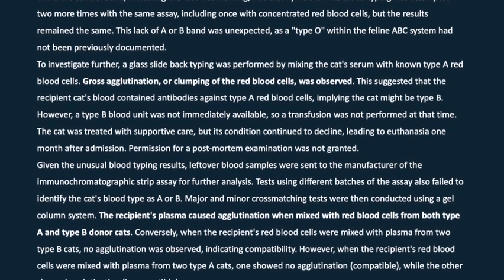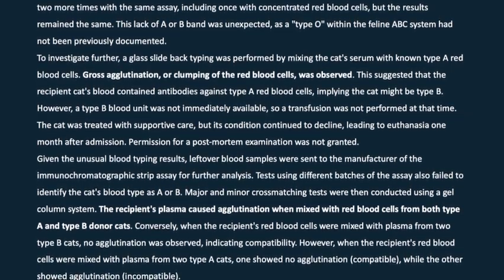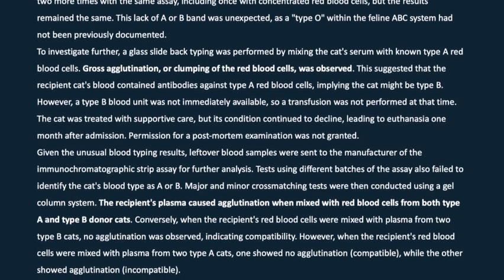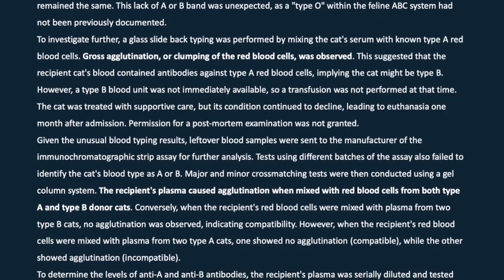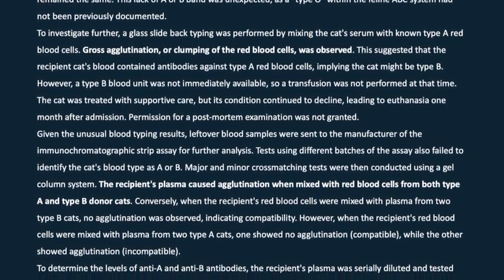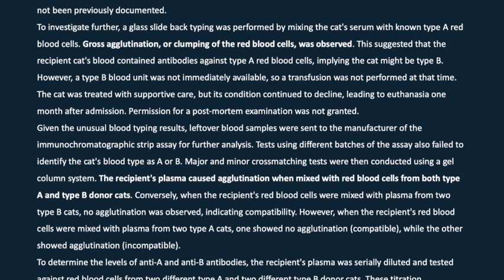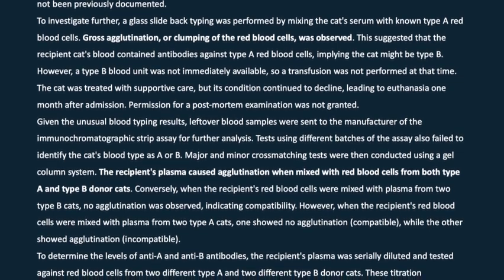type B. However, a type B blood unit was not immediately available, so a transfusion was not performed at that time. The cat was treated with supportive care, but its condition continued to decline, leading to euthanasia 1 month after admission. Permission for a post-mortem examination was not granted.